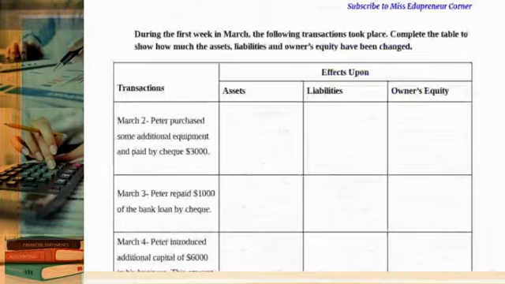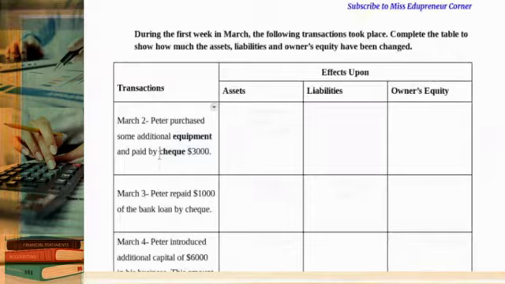So we're going to read the transaction. On March 2, Peter purchased some additional equipment and paid by check $3,000. So now we are to identify the two items being affected in this transaction. They are equipment and check. And whenever you see check in a transaction, it represents bank.